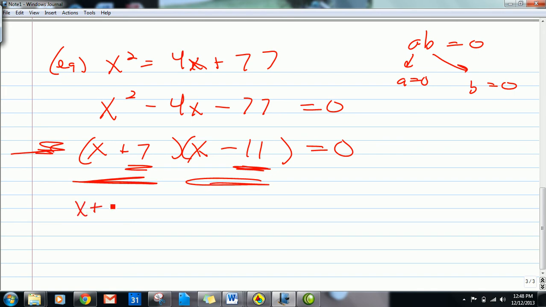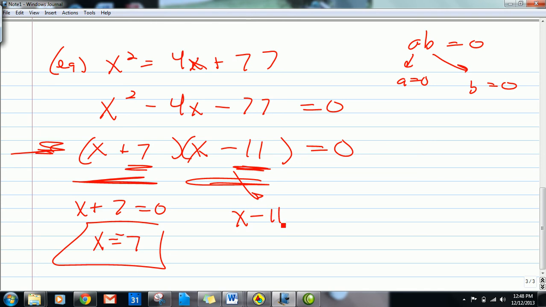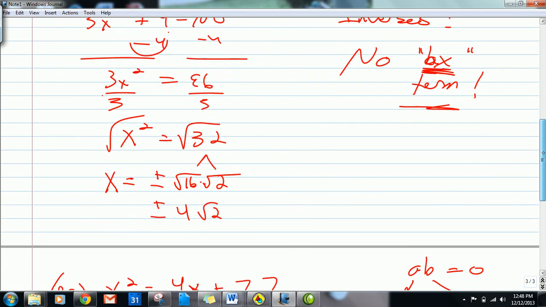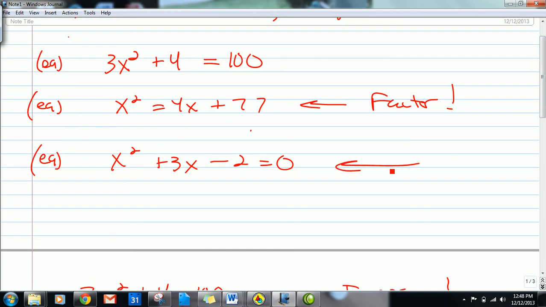So that means either x plus 7 equals 0, which would make x equal negative 7. That's one solution. Or this factor, x minus 11, has to be 0, which would make x equal to 11. Right? So those are the two solutions that come from my factorable quadratic.